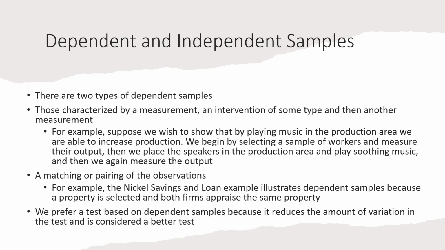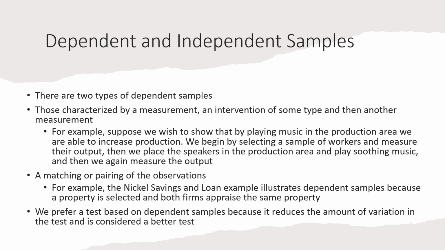So we're looking at dependent and independent samples. The first type of dependent sample is sometimes referred to as the before and after study, or the paired samples that we just looked at. If we look at an example of Nickel SNL, for example, what if we had assumed that we had two independent samples rather than dependent samples of real estate?